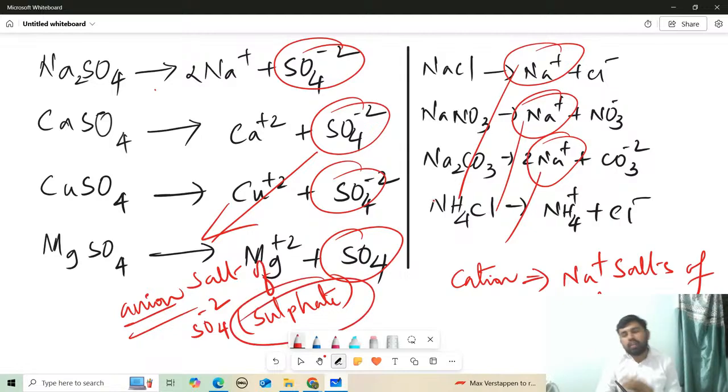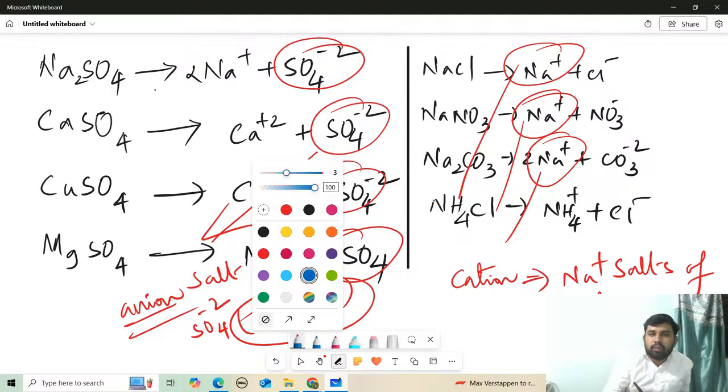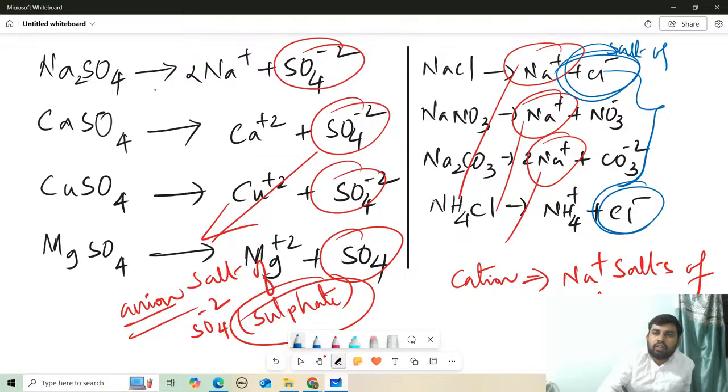So in this way, we are going to classify salts based on what kind of common cation or what kind of common anion. One more classification we can also do here. Just do the observation here. There are some more common ions. What is the common ion here, sir? Chloride. Here also chloride. So these two we can call salts of chloride, salts of sodium, salts of sulfate.